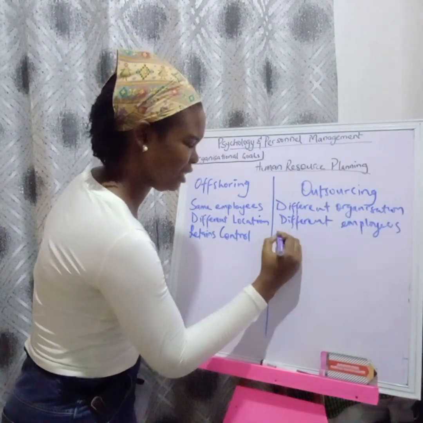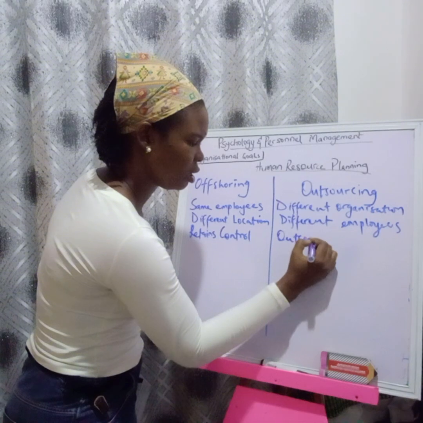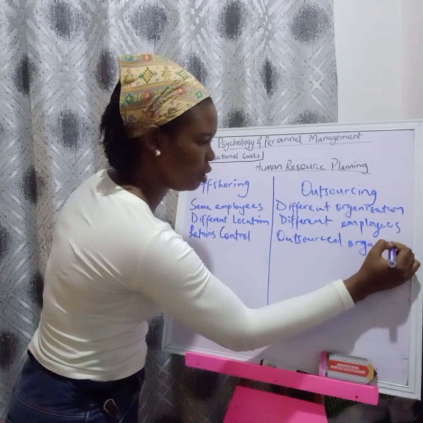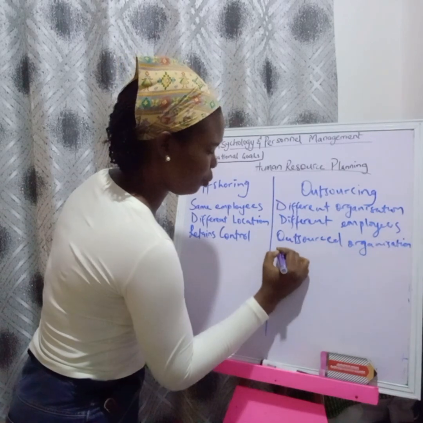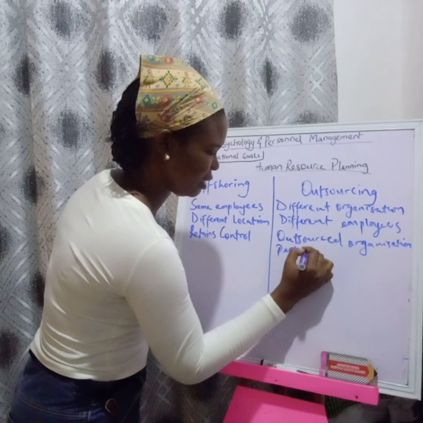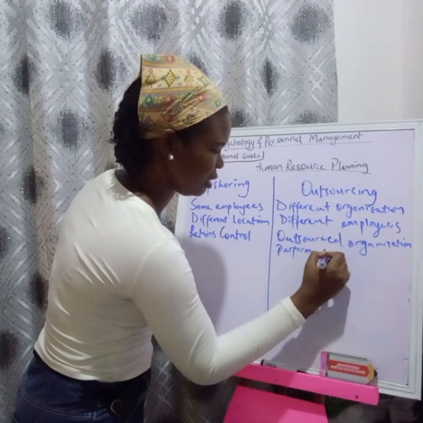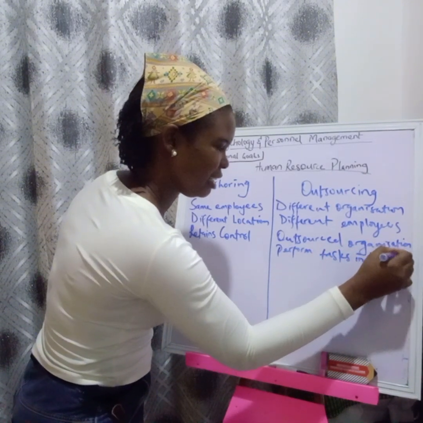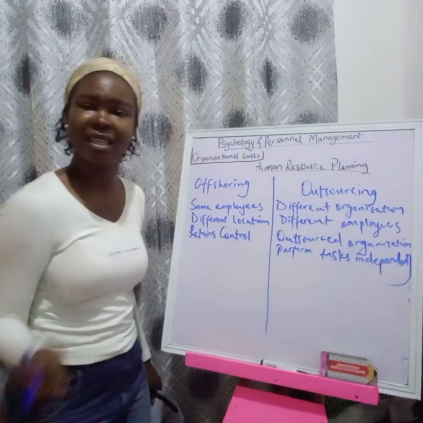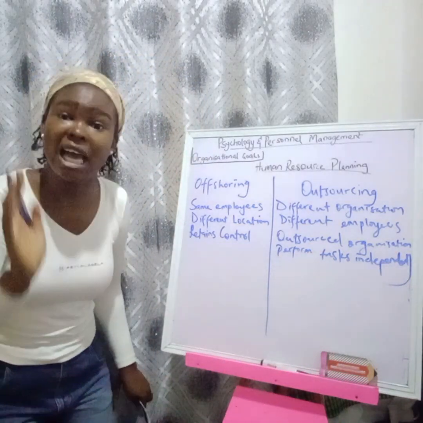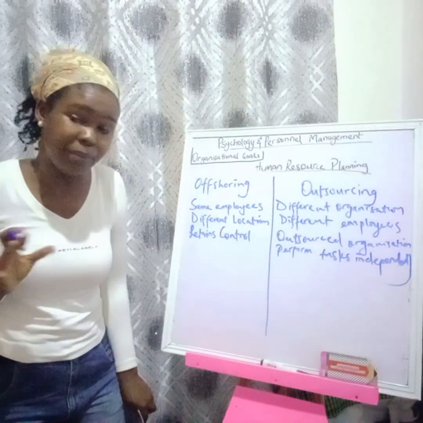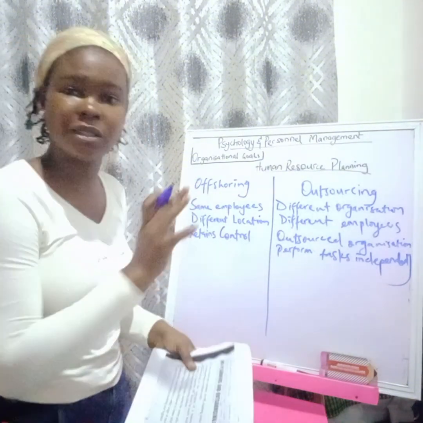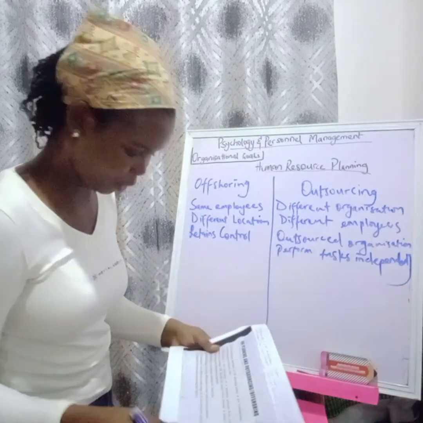They work independently. The outsourced organization performs the task independently. However they do it, it's none of your business. They should get the objectives of what you want as a parent company. They should get it done the way you want it. So that's the major difference between offshoring and outsourcing.